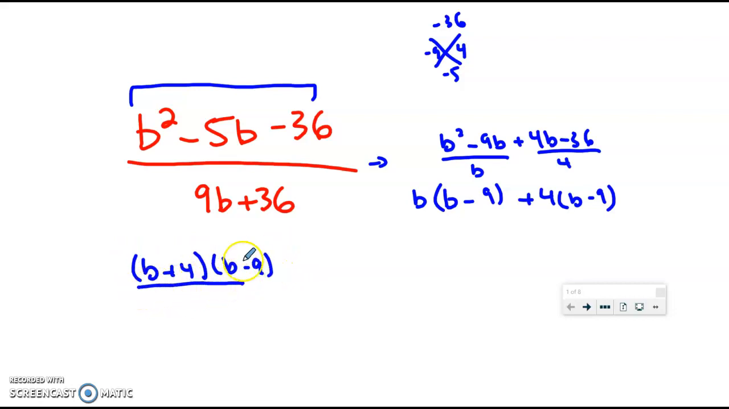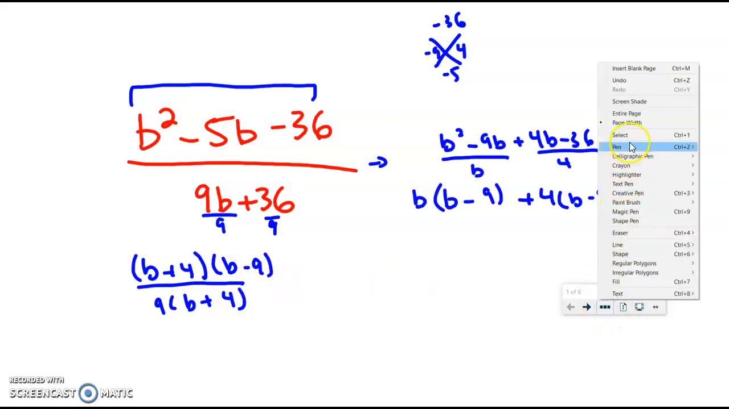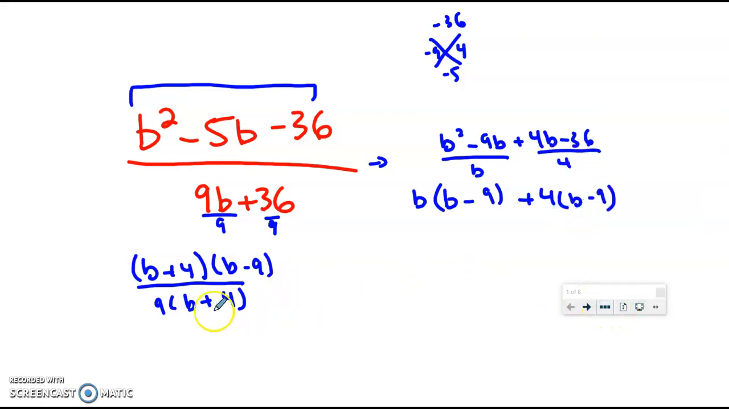Now in the denominator, I look at 9b and I look at 36. 9 is the greatest common factor, so I got 9 times b plus 4 is the factored form of the denominator. So what I can do is whatever is the same on the top and the bottom, very similar to when we were talking about that point of discontinuity, I know both of those cancel each other out. So in this rational function, that's telling us where that point of discontinuity is going to be, where b equals negative 4. But your factored form would be b minus 9 over 9. That would be your factored form in that case.